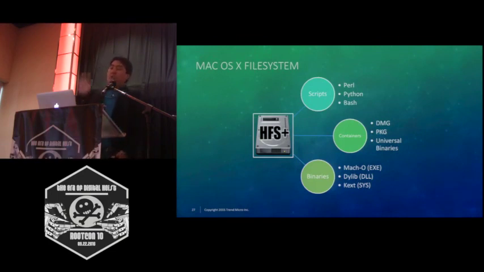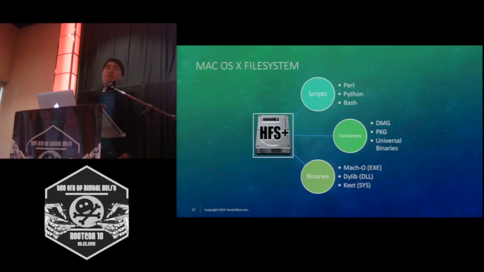Okay, which could of course run most of your scripts like Perl, Python, or Bash. It could also run some container files like DMG. DMG is like an ISO, but a DMG can be mounted as a drive. And you have the PKG file. The PKG file is like an MSI file in Windows, the installer package on Mac.